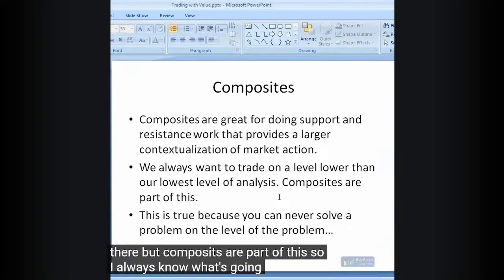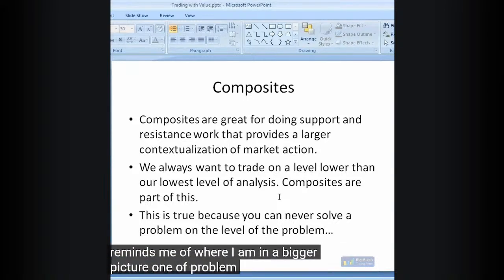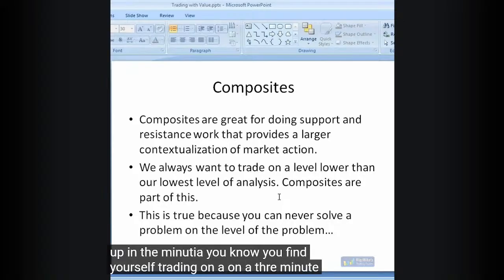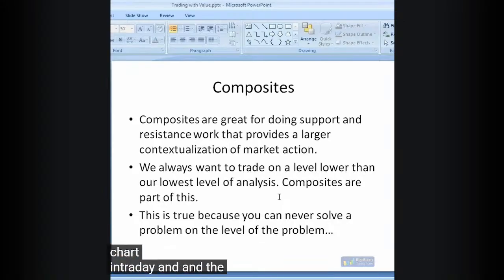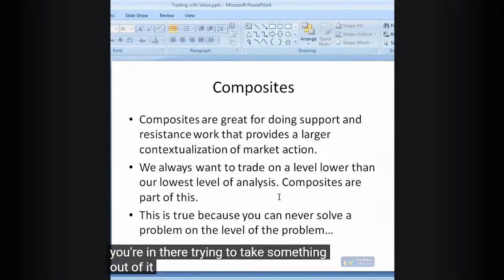So I always know what's going on. I always have a composite on my screen because it reminds me of where I am in a bigger picture. One of the problems that we get into as intraday traders is we get so caught up in the minutia. You find yourself trading on a 3-minute chart intraday, and the range over the last hour has been 1 point, and you're in there trying to take something out of it. And geez, what a formula for getting eaten up, as many of you may be nodding your heads.